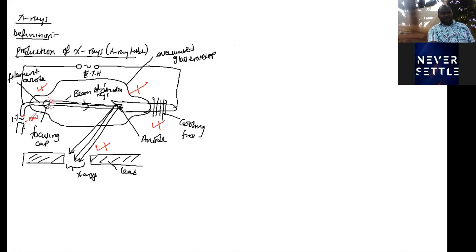Sometimes some books have low voltage. Others, they say low what? Low tension. Low tension means low voltage. So the filament is heated by a low voltage supply, LT. And what happens? It heats up. When the filament heats up, electrons are going to be produced.